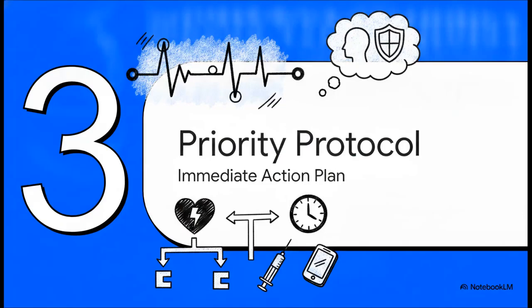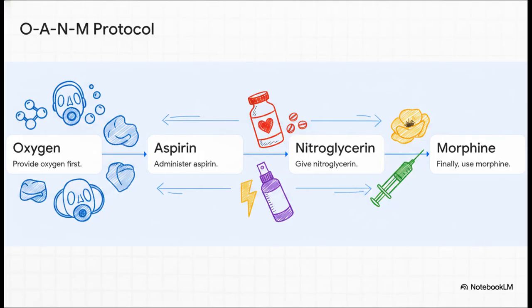Which brings us to Section 3, the priority protocol. You've spotted the clues on the ECG, you've confirmed the markers. Now, what's your immediate plan of attack when you're the primary caregiver in the room? The American Heart Association mandates a very strict priority sequence, OANM. But why this exact order?